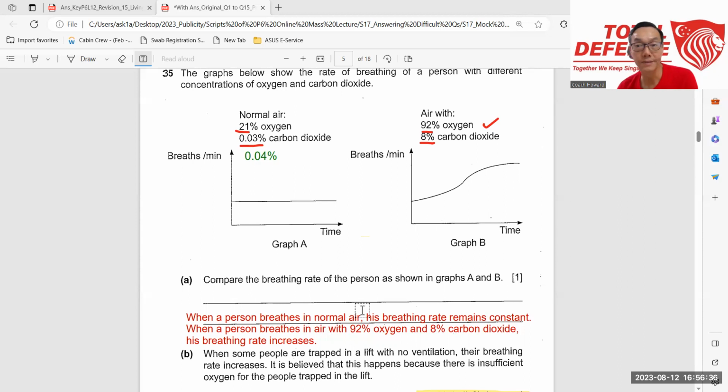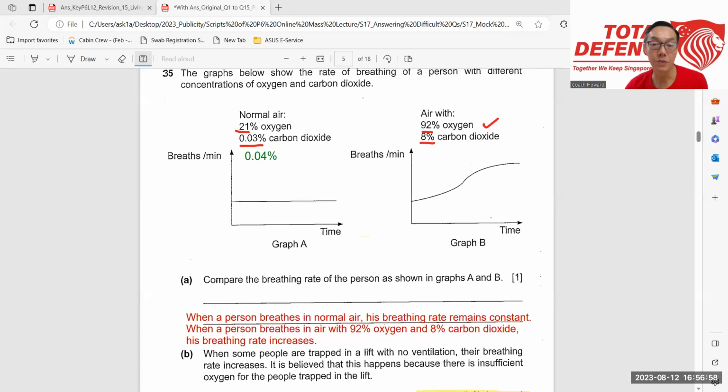Okay, next. Part B. When some people are trapped in a lift with no ventilation, their breathing rate increases, which is quite normal, right? If you get trapped somewhere, not only in a lift, maybe somewhere else. It is believed that this happened because there is insufficient oxygen for the people trapped in the lift.